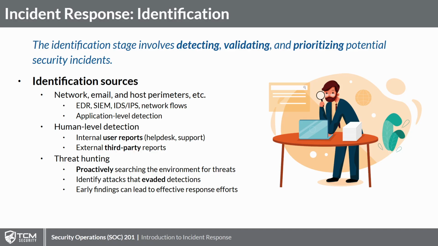Because while investing in the latest and greatest monitoring and detection tools is great for identifying incidents, assuming our detections are maintained and tuned correctly, having a clear and communicated channel for staff to report anomalies and signs of incidents is equally as important. Right? We can think of this idea of human-level identification. Right? So we could be looking at user reports, right?